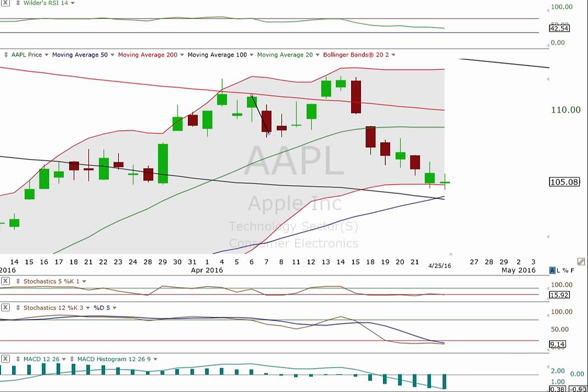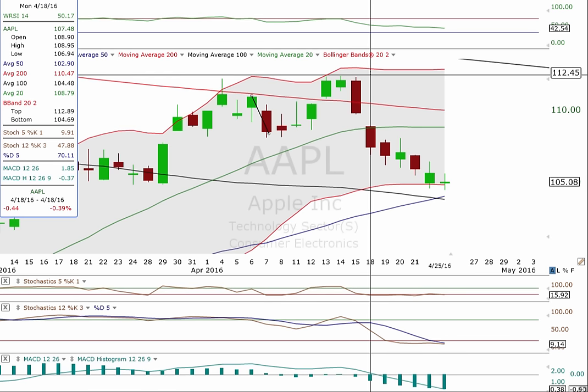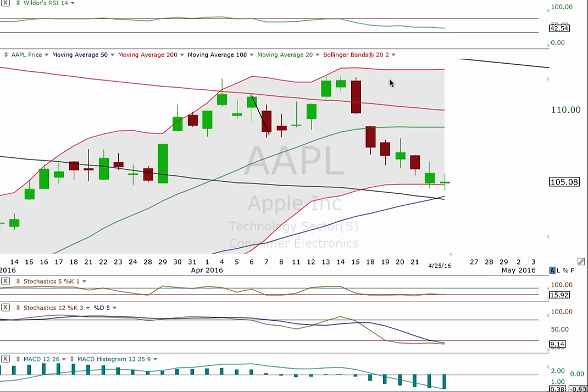We're starting a new week here, and I want to take a look at Apple on multiple time frames and give my assessment of what potentially could take place with Apple, because earnings are tomorrow. Apple's been coming down quite a bit since it created that triple top at 112, and dropped pretty quickly down to the lower Bollinger Band.